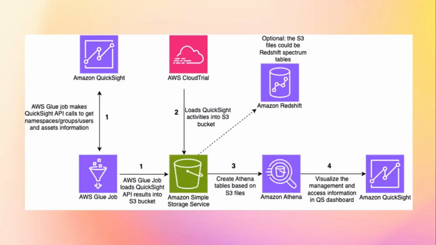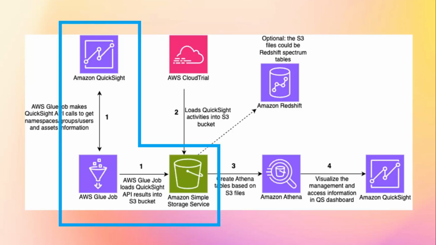All right, let's dive into folders. For this session, we're gonna split this into 3 parts. First is from QuickSight, Glue, and to S3. We're gonna take a look at how you can get the QuickSight folder metadata, and then store them in S3 using Glue. And then we'll see how you can create Athena tables based on the S3 files. And finally, how you can visualize your folder information in QuickSight.